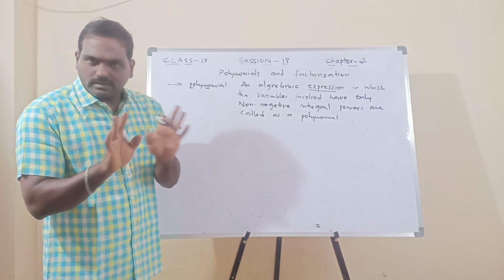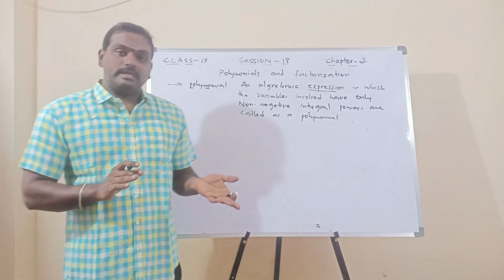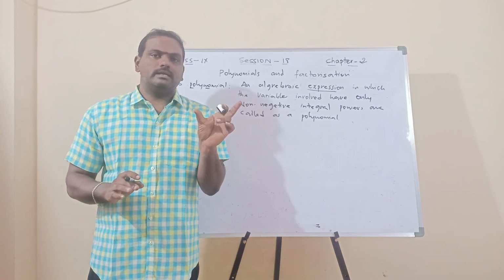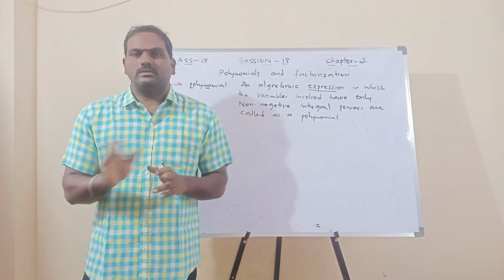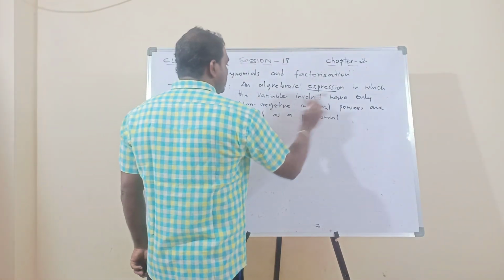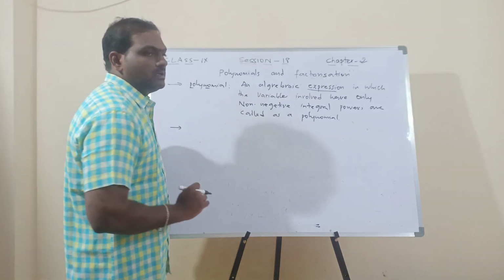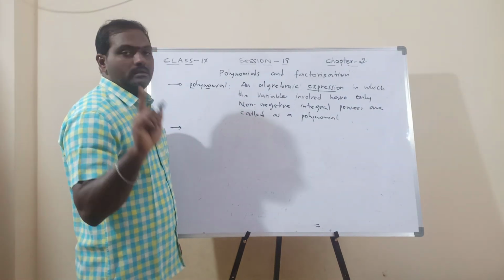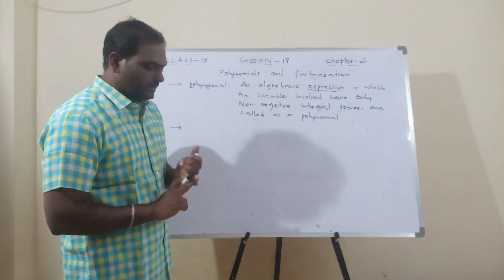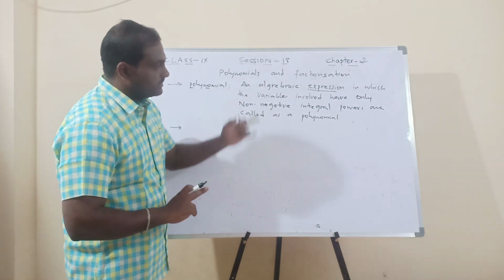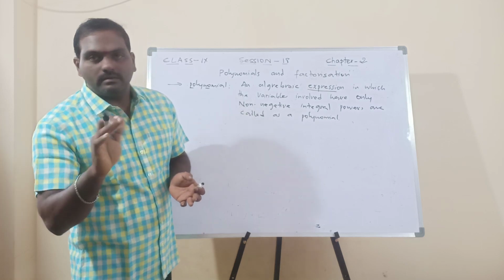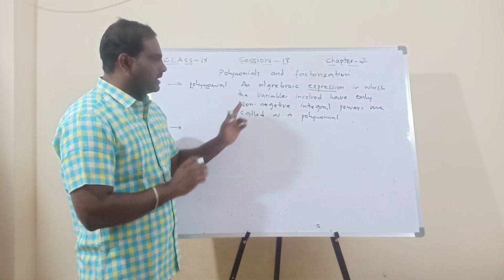An equals sign will not be there. Equation means LHS and RHS will be there. But expression means only one will be there, either this or that. So equal to will not be there. Next, the second thing is that the variable has non-negative powers. Non-negative means it should have positive powers, non-negative integral powers. So the power must be positive and it must be an integral power, a positive integer, not decimals. Such expressions are called polynomials.